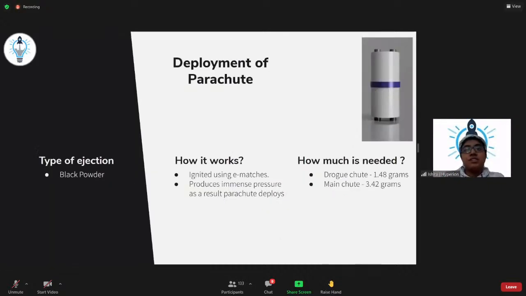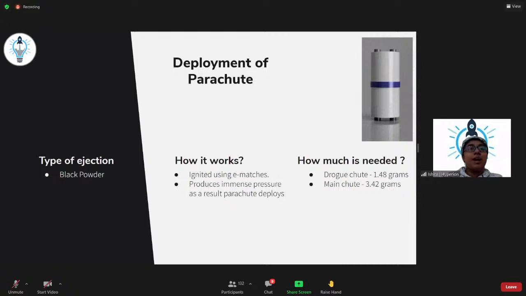A black powder ejection system is used to eject both parachutes. At the apogee, the drogue chute is deployed as a result of the ignition of the black powder, also called gunpowder. At an optimum altitude, the main chute is deployed in the same way. The black powder is stored in small metallic tubes attached to the coupler, which also has an e-match or an igniter attached to the flight computer.